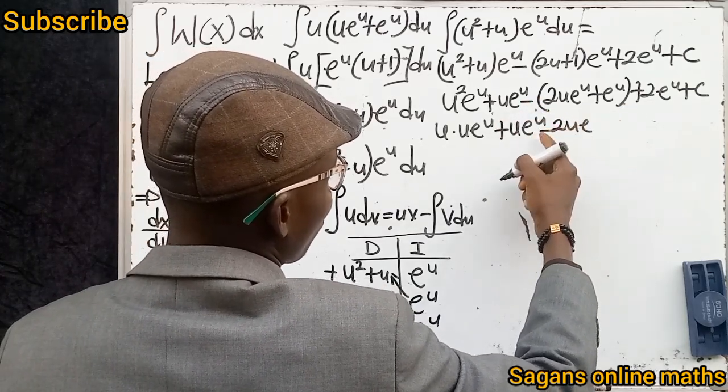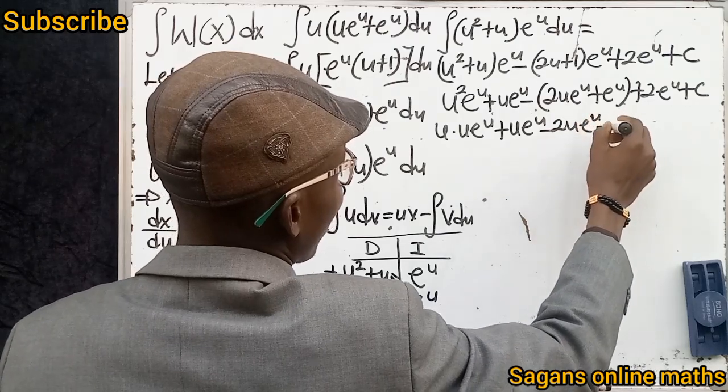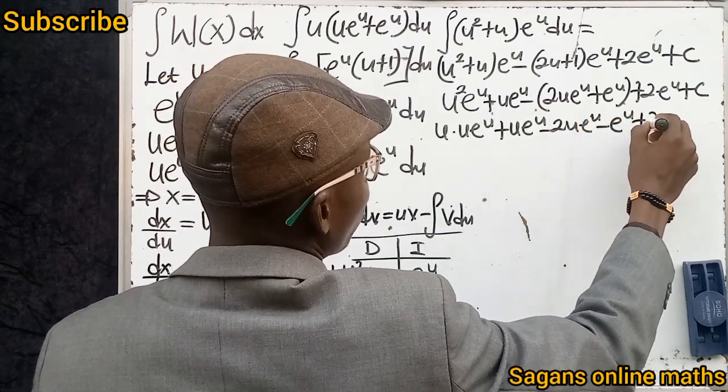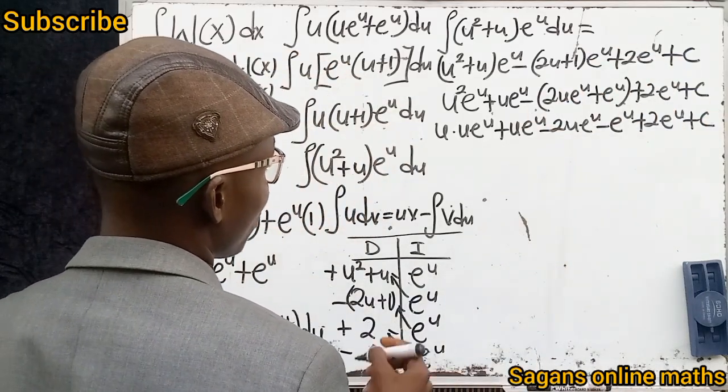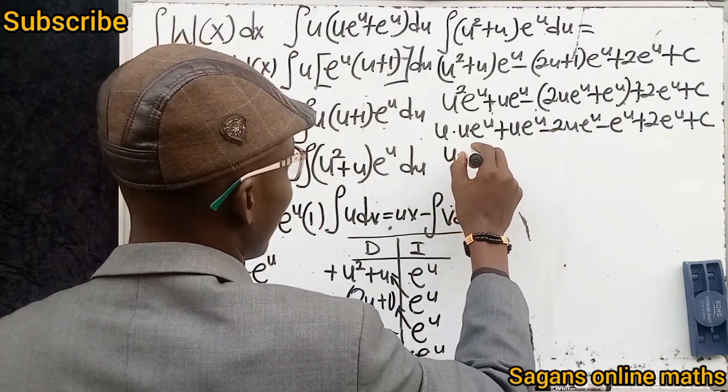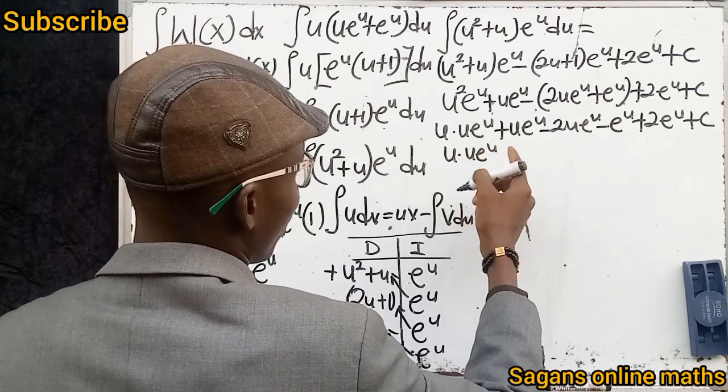2U e raised to the power of U minus e raised to the power of U plus 2e raised to the power of U plus C. Now let's take our like terms. So this is U multiplied by U multiplied by e raised to the power of U. This and this are the same.